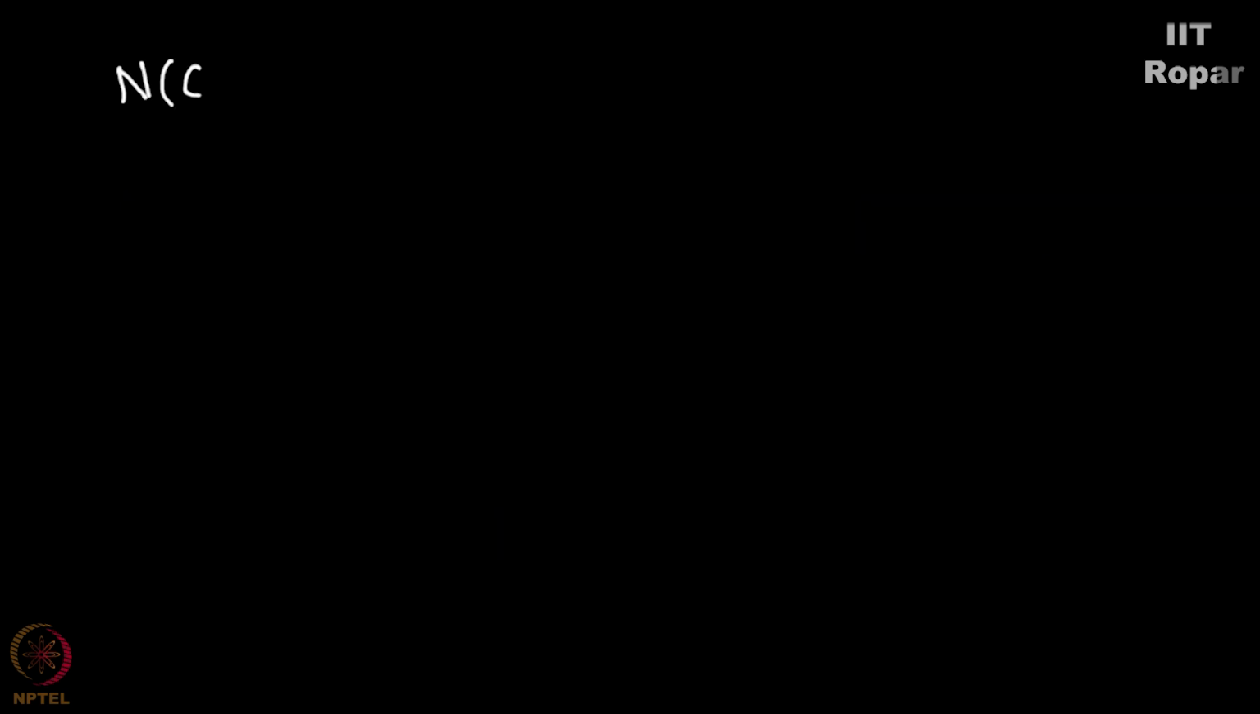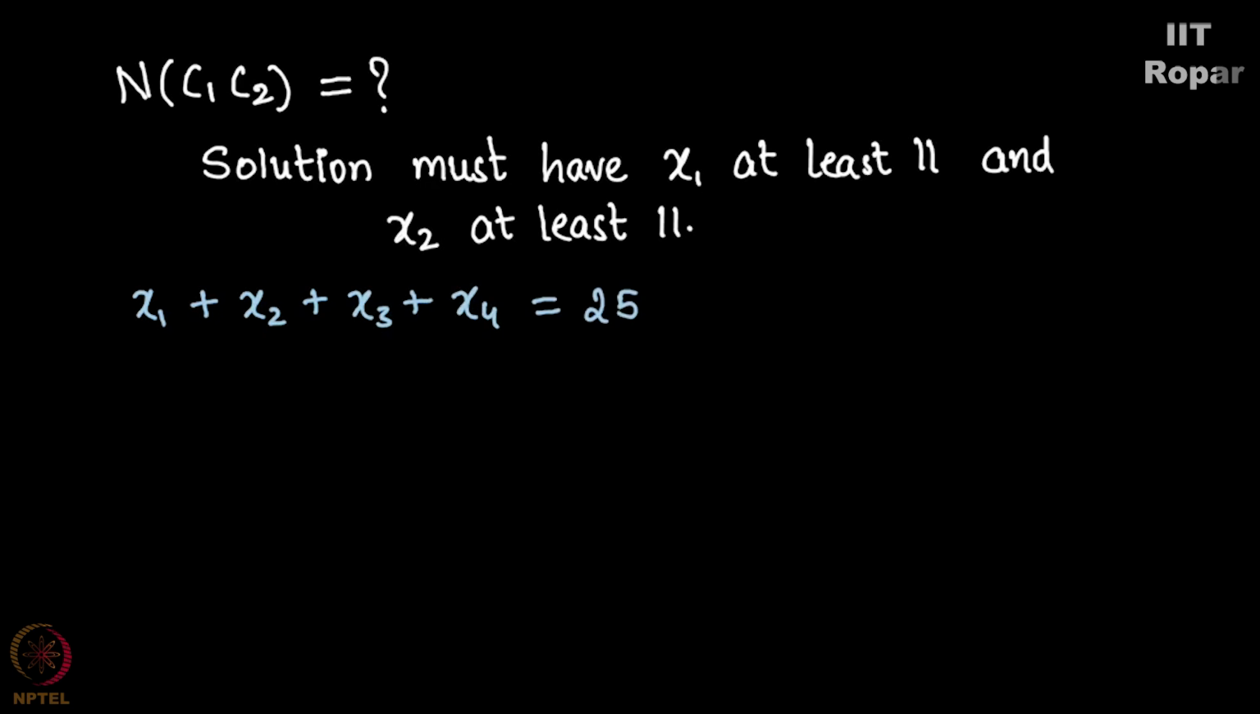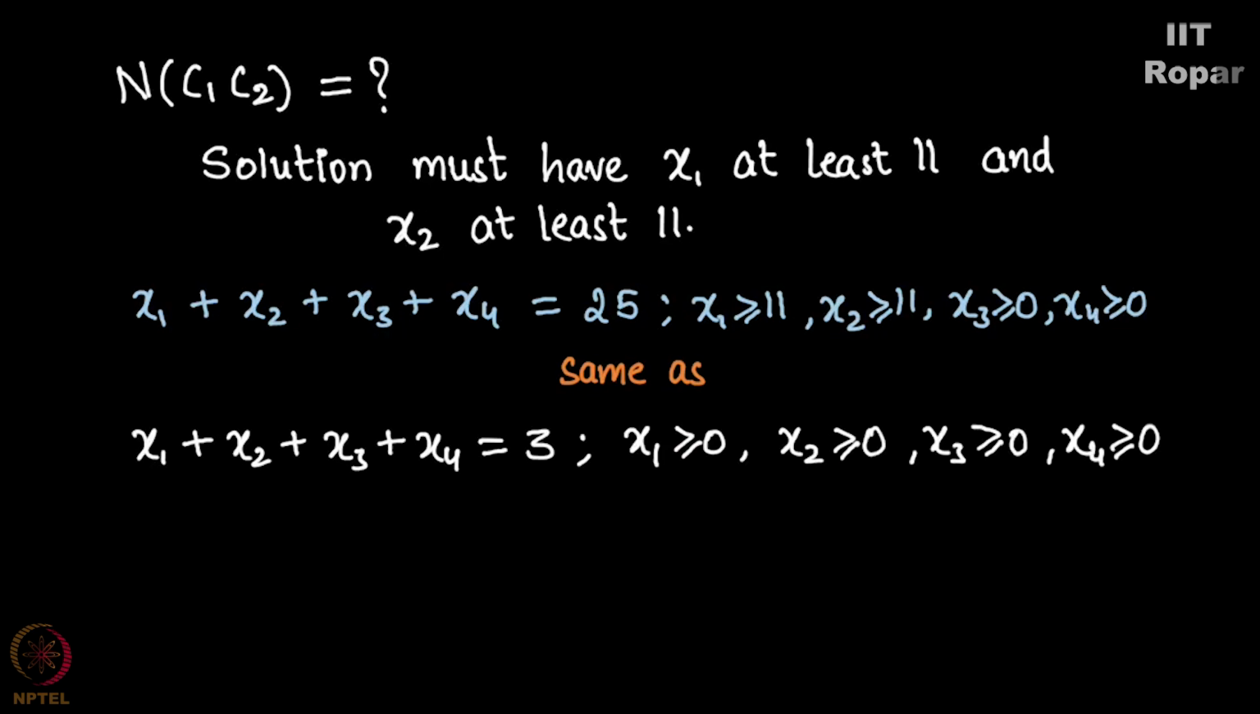Now, when it comes to n of C1 intersection C2, how do we do it? The solution must have x1 at least 11 and x2 at least 11. We want such solutions, right? Now, x1 + x2 + x3 + x4 = 25. This can be toned down to the equation x1 + x2 + x3 + x4, removing 22 from the RHS, it becomes 3 here, right? Now we need solutions for this equation.